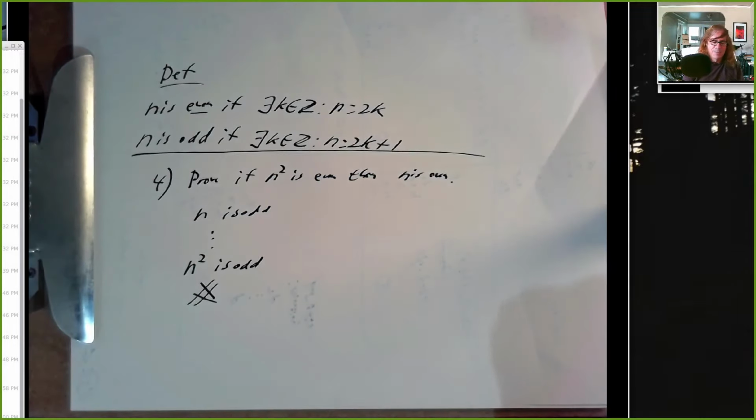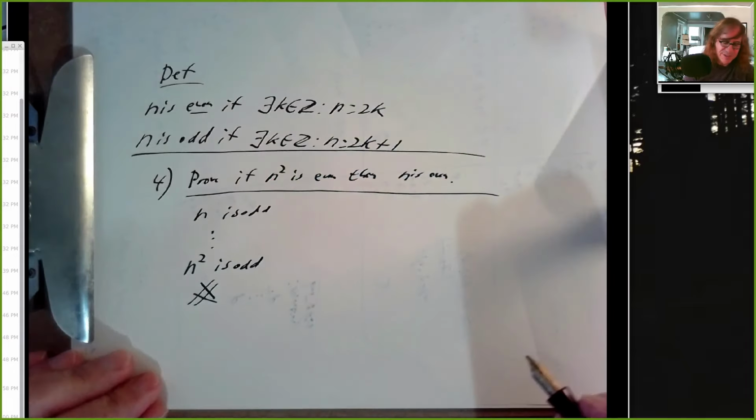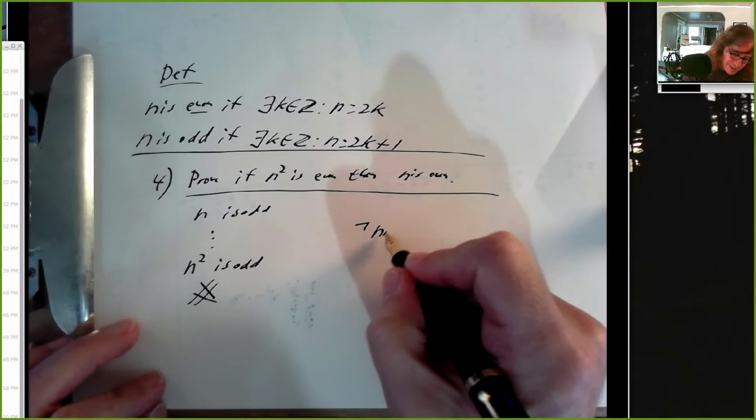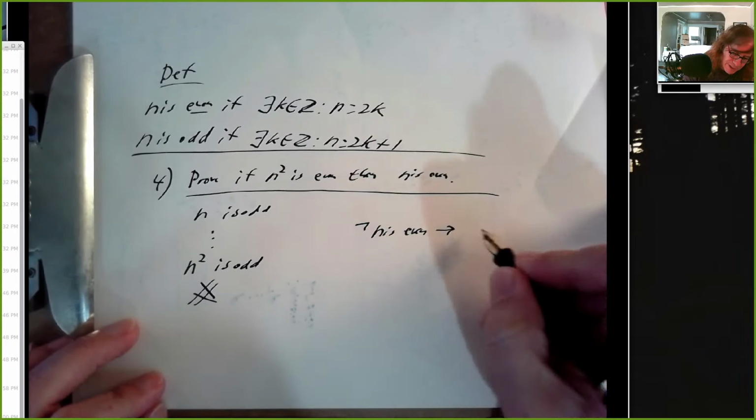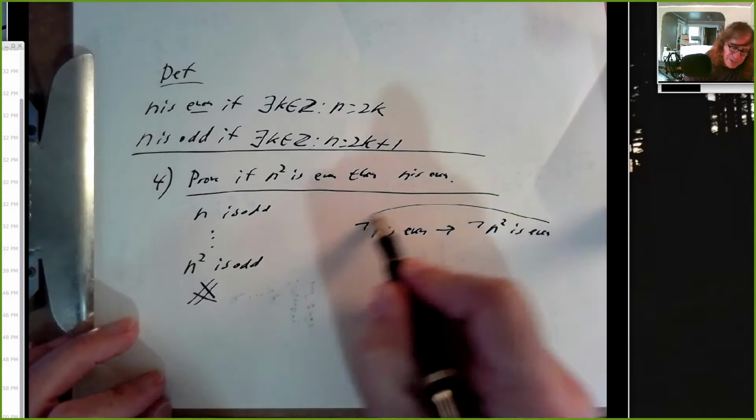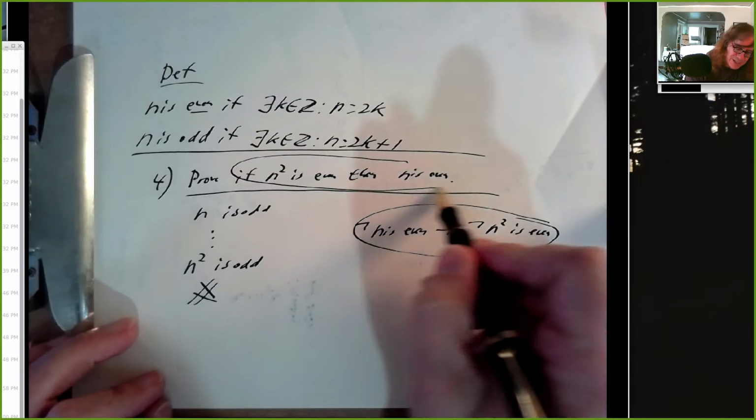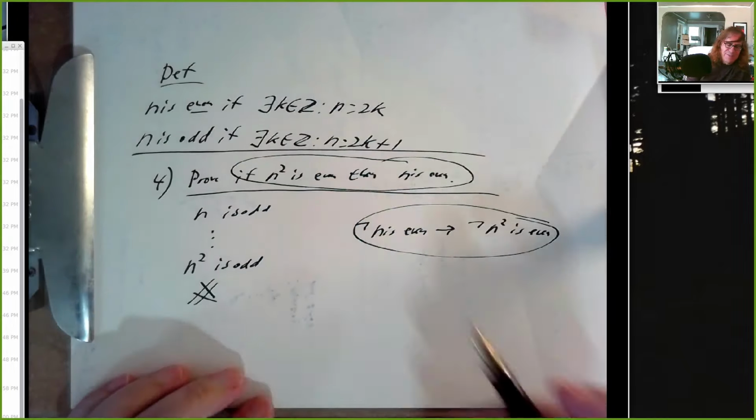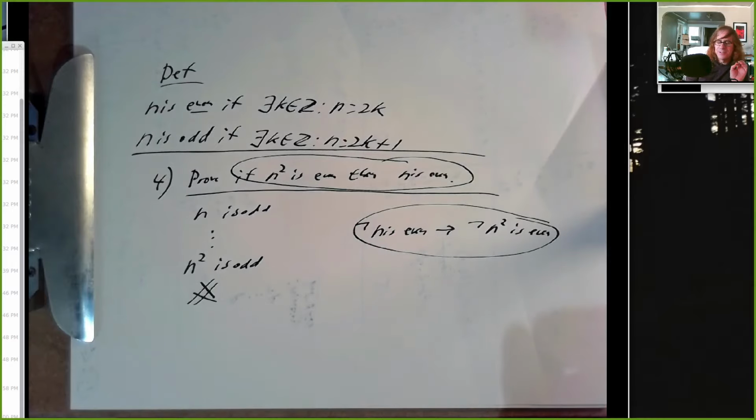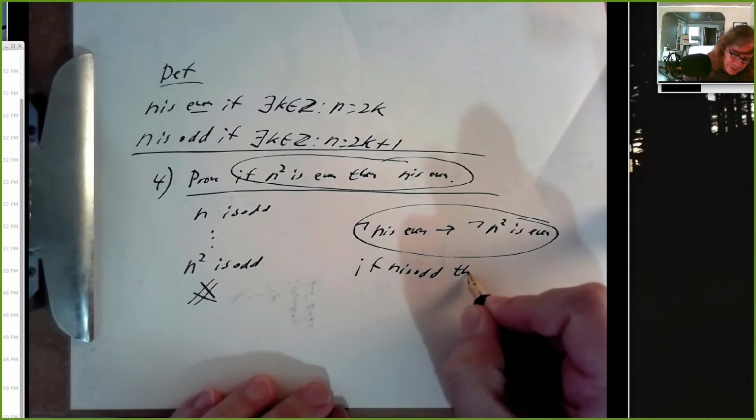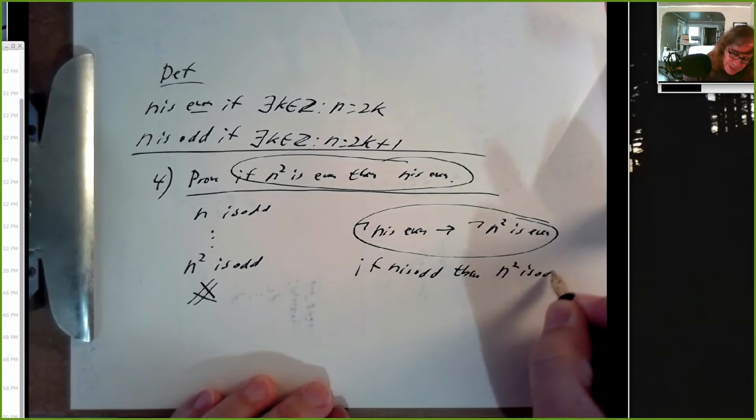But the contrapositive of this statement, right, would be the following. If not n is even, then not n squared is even. Okay? This statement is logically equivalent to that statement, because we know a statement and its contrapositive are equivalent. So the statement, if n squared is even, then n is even, is logically equivalent to the statement, if n is odd, then n squared is odd.